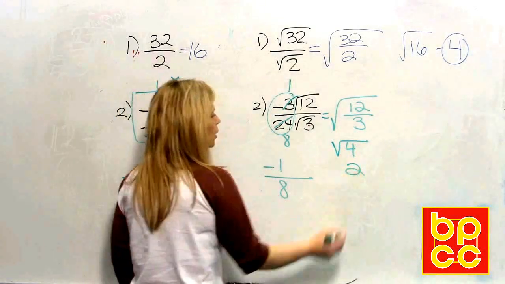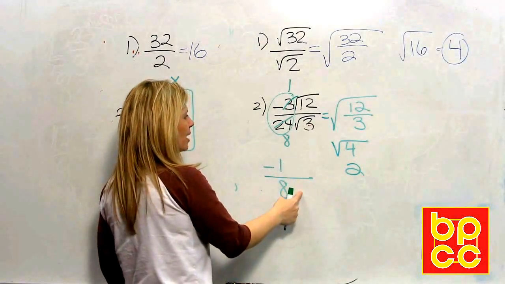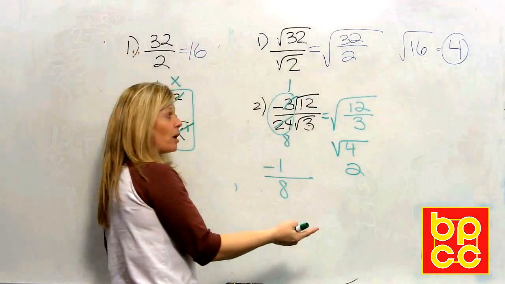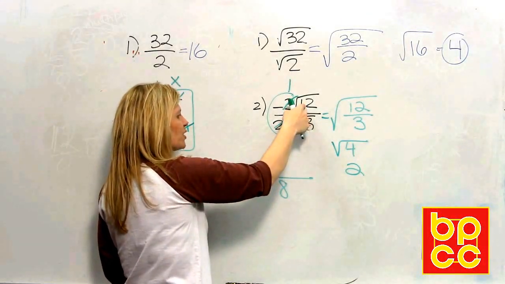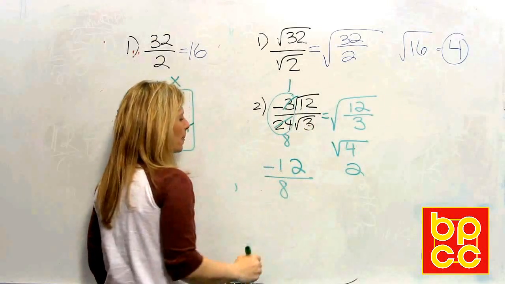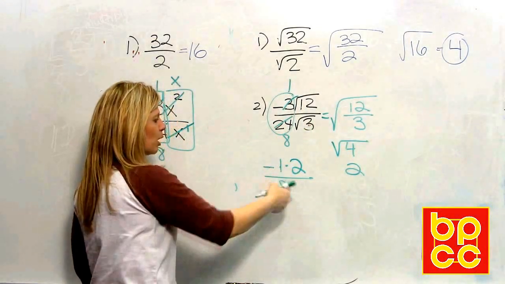That's 2. Where do you put the 2? Does it go in the numerator or the denominator? Well, it goes where the bigger number was. Who's bigger, square root of 12 or square root of 3? 12 is bigger, so the 2 would have gone up here. So that would have made us have negative 1 times 2 over 8.